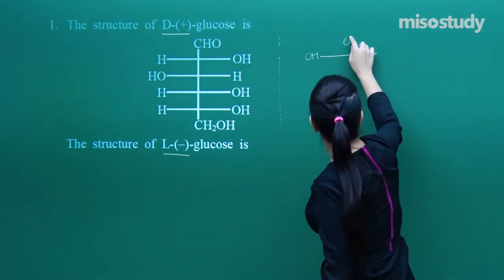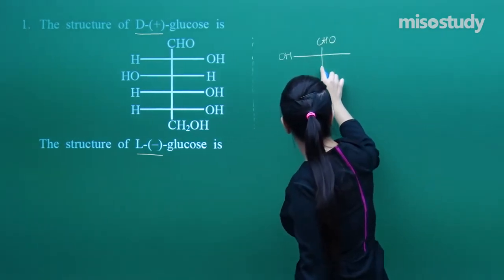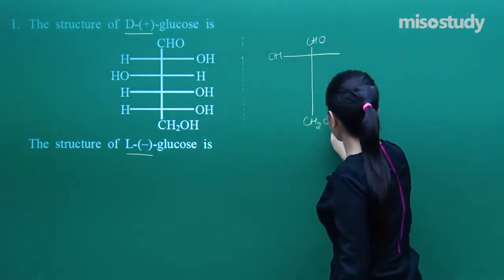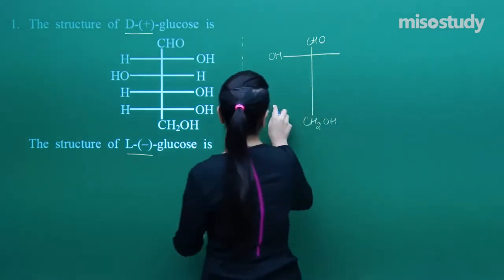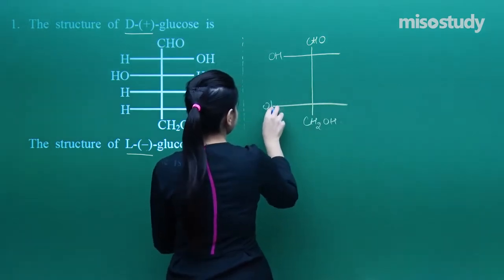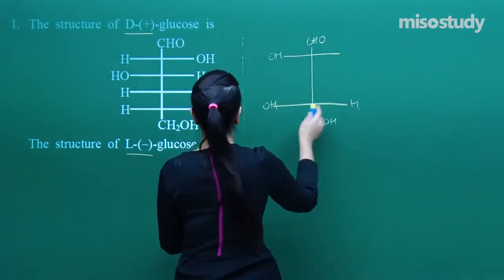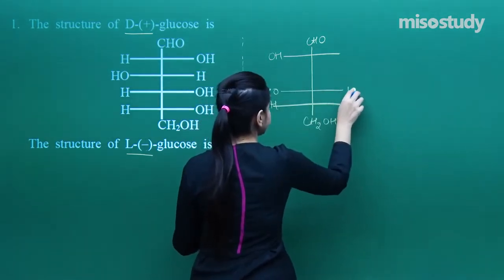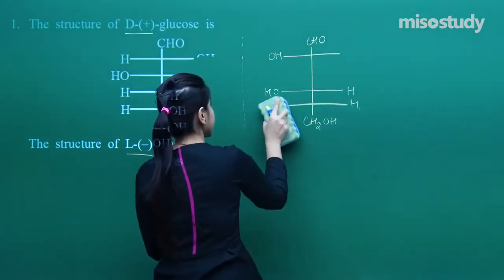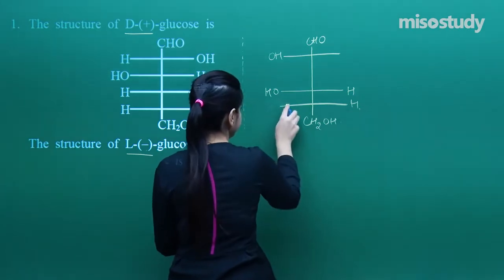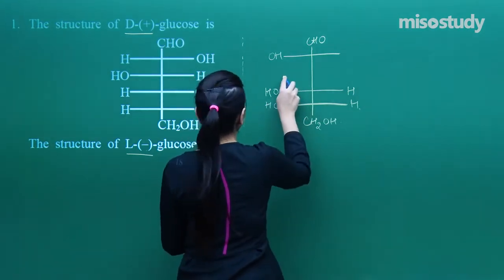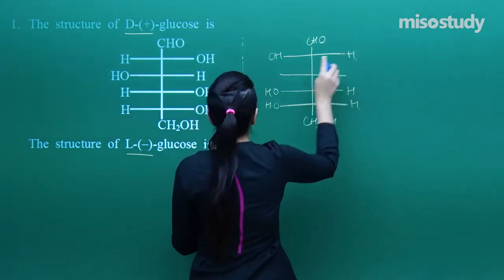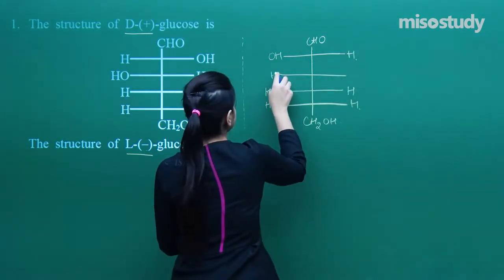So it would be like this. That is how you are going to make it. Everybody knows how to make the mirror image. It's very simple. OH, OH. That is how you are going to make it. And I need to now put one more here.